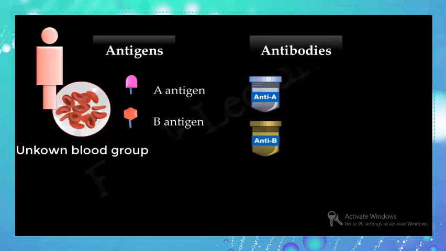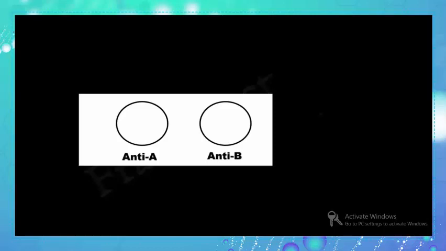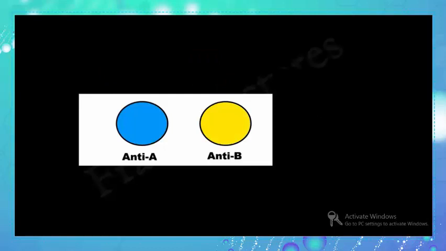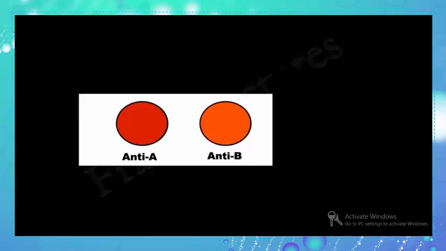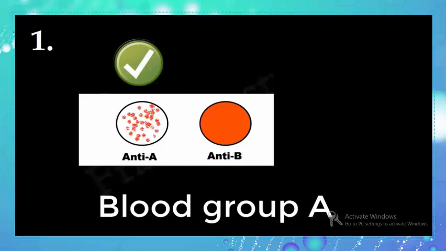So what we are going to do is put a certain number of drops of anti-A and, in another one, a certain number of drops of anti-B. Let us draw two circles, the first relative to anti-A and the second to anti-B. So we are going to add a simple drop of anti-A for the first one and anti-B for the second one. After that, we will add one to two drops of blood in each circle and mix well. A few moments later, we obtain agglutination with anti-A only. Thus, the blood group is A.